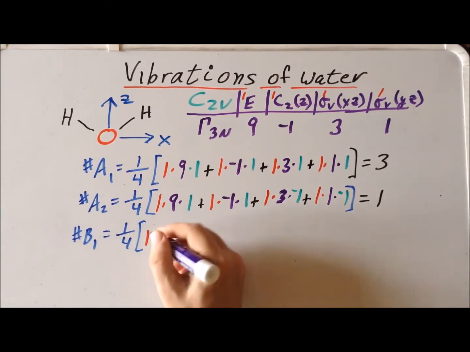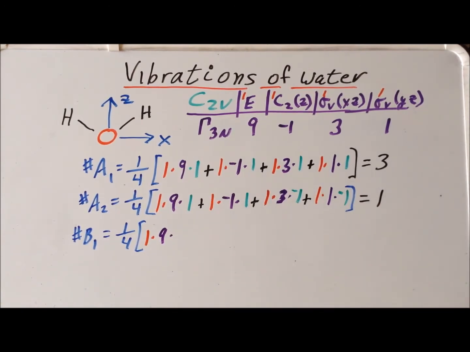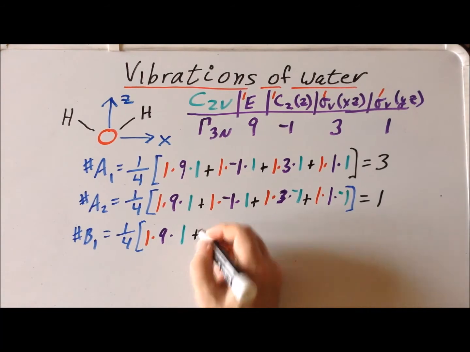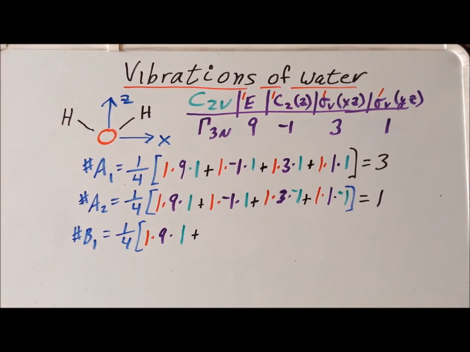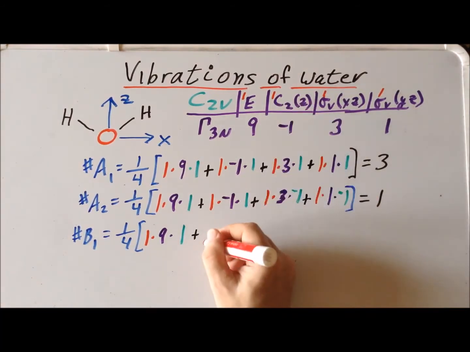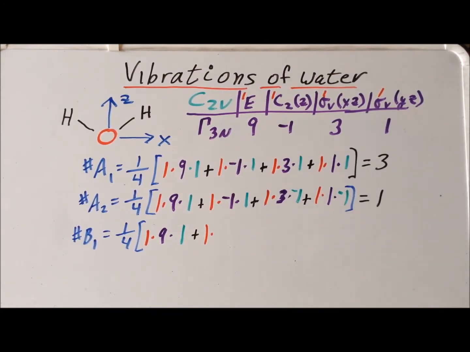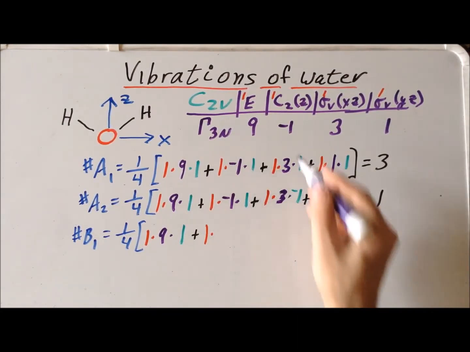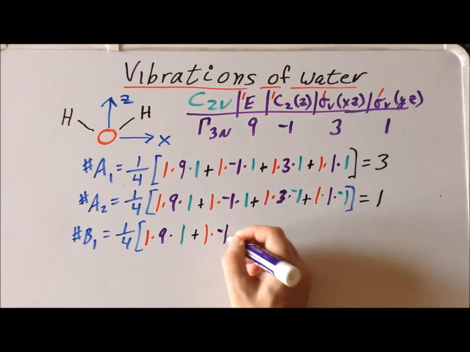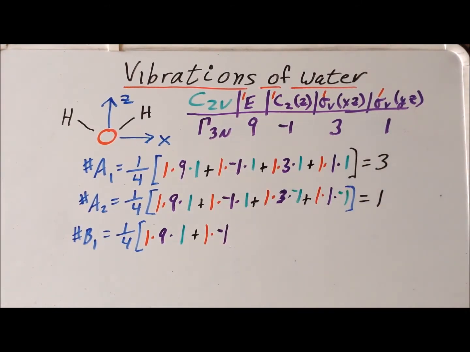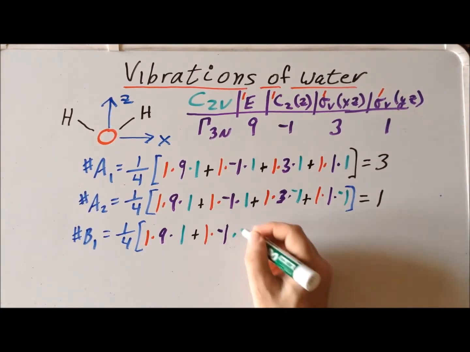1 times 9. And then the character in the character table for C2v, for E, for B1 is again a +1. Operation C2, there's one operation in the class. The character from the reducible representation is -1. The character from the character table is a -1 here.